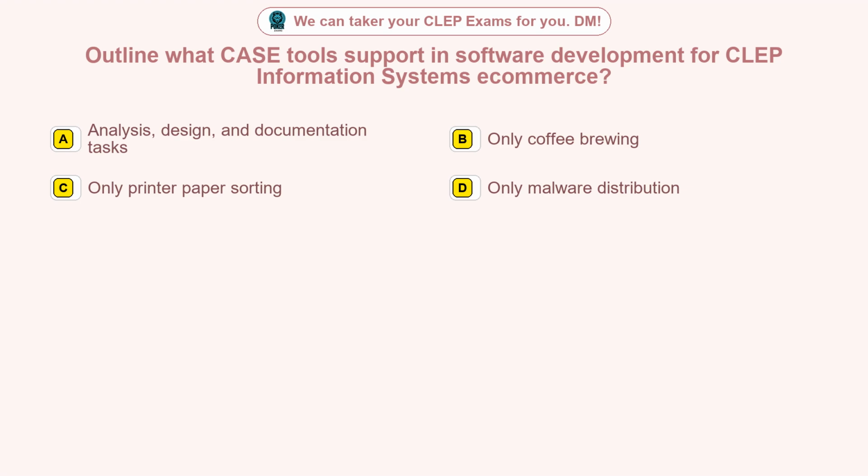Question 72. Outline what case tools support in software development for CLEP Information Systems Ecommerce. Option A, analysis, design, and documentation tasks. Option B, only coffee brewing. Option C, only printer paper sorting. Option D, only malware distribution. The correct answer is option A, analysis, design, and documentation tasks.